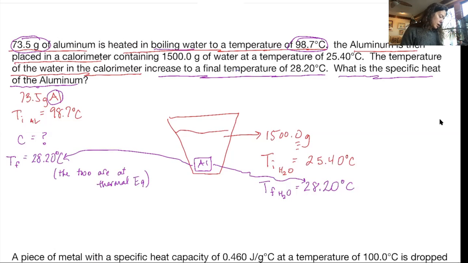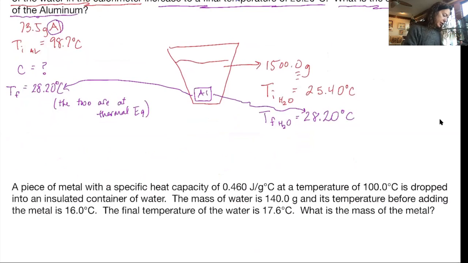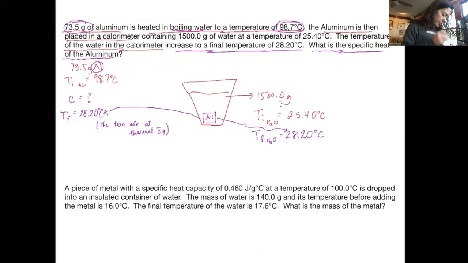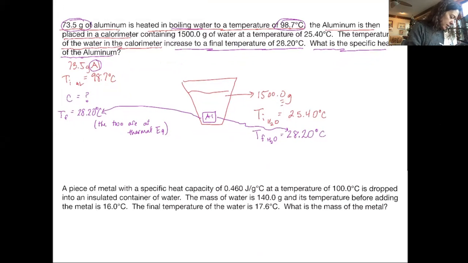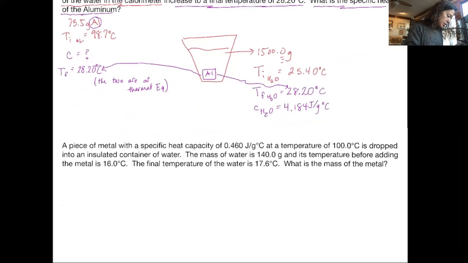All right, so what I'm going to do here, and I wish I had a little bit more room, is I know that the specific heat of water, it would probably have been provided to you, is 4.184 joules per gram degrees Celsius. What you're going to do is write Q equals MC delta T.